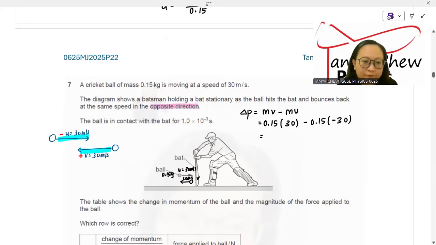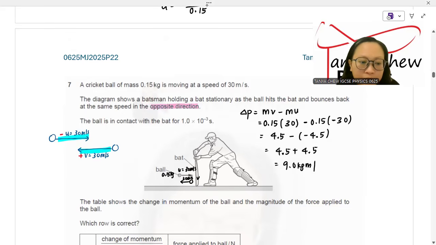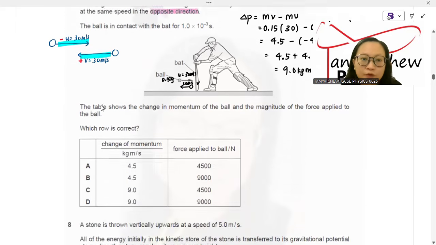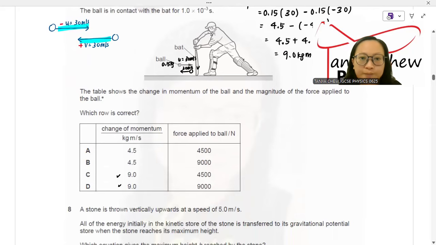Now 0.15 times 30 gives you 4.5. 4.5 minus negative 4.5, so you end up getting 4.5 plus 4.5. That gives you 9.0 kilogram meter per second. So your change in momentum is 9.